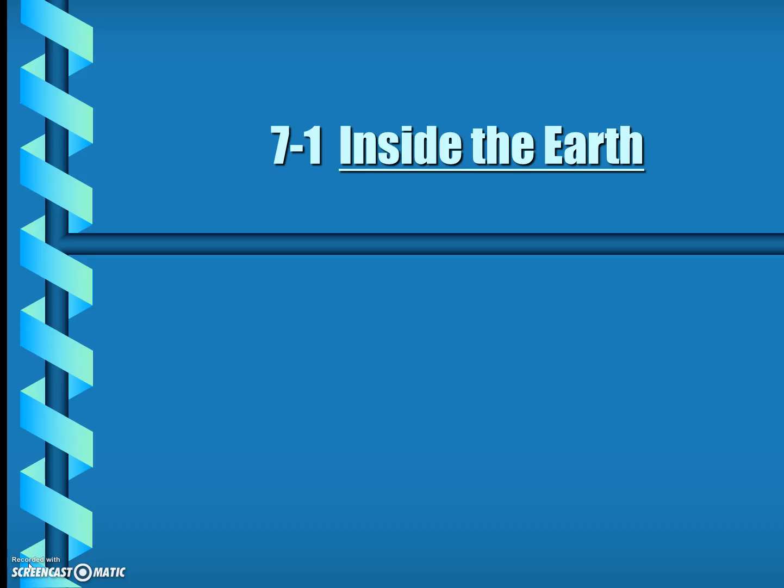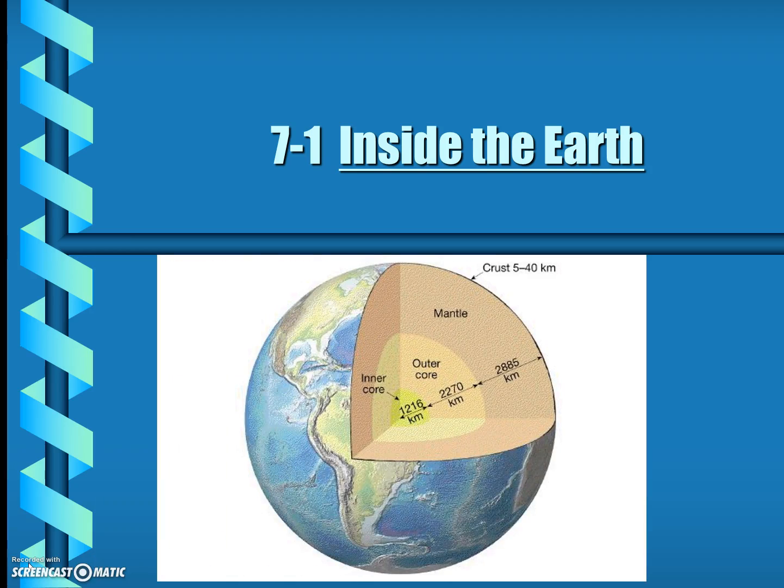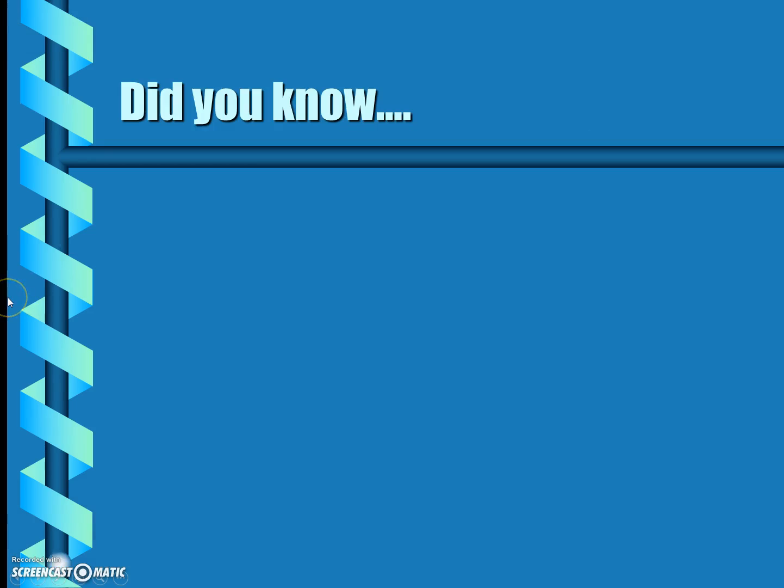Alrighty, so the layers of the earth. Yay, so exciting. Okay, so this is what our earth kind of looks like. Of course, we live about right here near Atlanta. We have the crust, the mantle, the outer core, and the inner core. So that is what we're going to be learning about today.